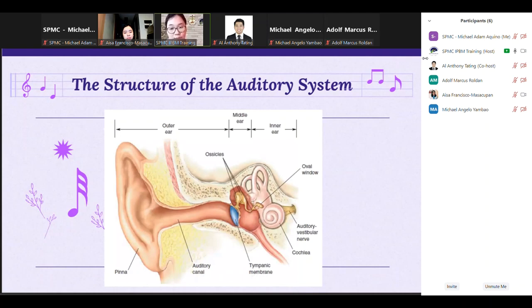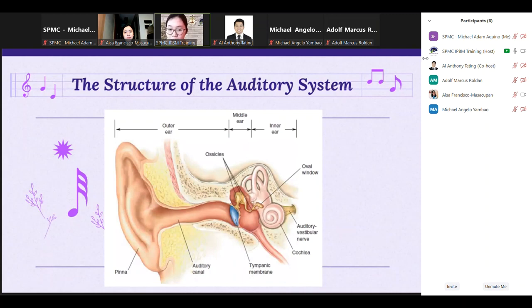So the shape of the pinna, para siyang conical, makes us more sensitive to sounds coming from ahead. So, paharap din siya. So, hindi masyado natin marinig yung likod compared sa harap. So, we are more sensitive to sounds coming from ahead of us. So, the convolutions of the pinna. So, may reasons kung bakit meron siyang convolutions.